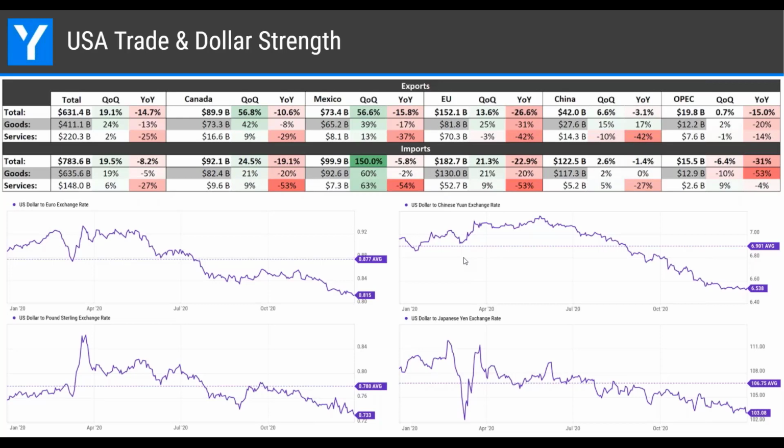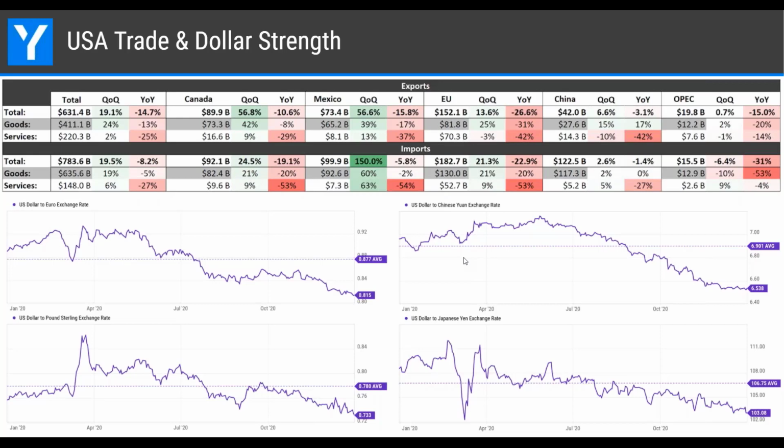Now, as far as its relation to EM, most currency trading has to go through the dollar, which is why, as dollars are cheaper and more available, it's especially attractive to those emerging markets whose currencies don't have the same strength. Of course, on the flip side, it does make imports more expensive for the US.